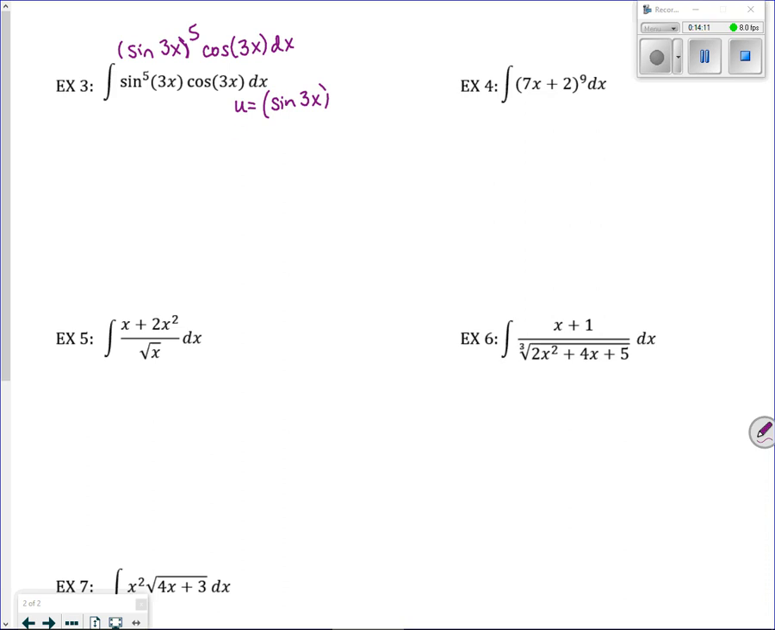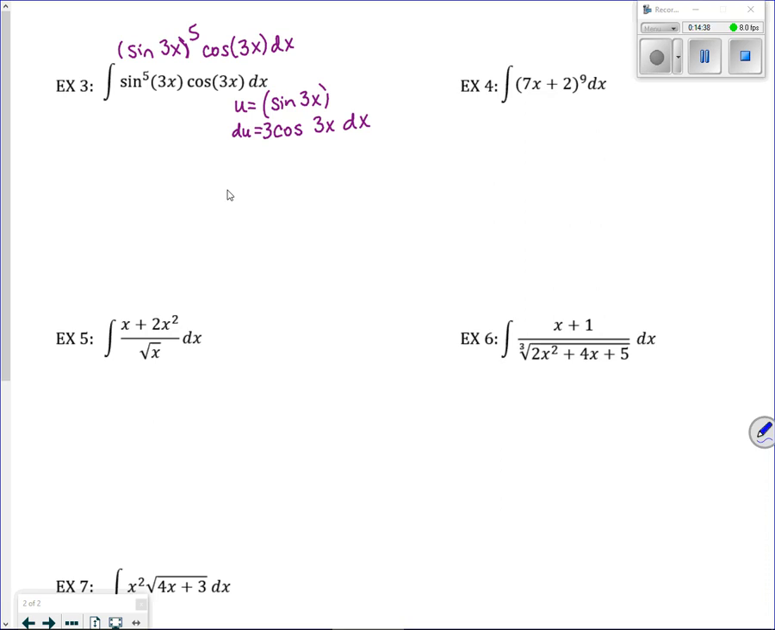So what would the derivative be? du. Now here's where a big mistake happens. People put cosine of 3x dx. What's wrong with that? Well, I've got to remember chain rule when I'm taking derivatives. The derivative of sine of 3x is 3 cosine 3x dx. Now let me do my substituting.